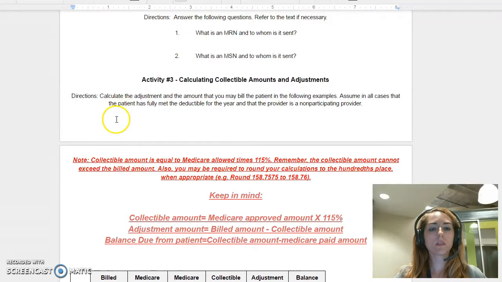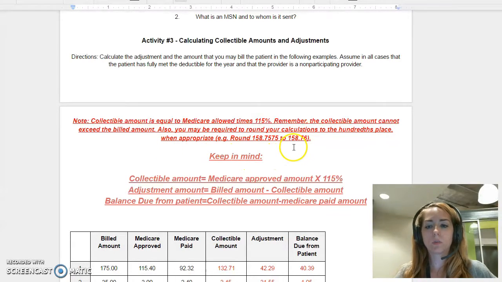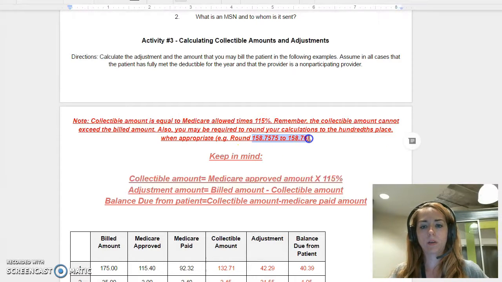Activity 3, calculating collectible amounts and adjustments. The directions: calculate the adjustment and the amount that you may bill the patient in the following examples. Assume in all cases that the patient has fully met the deductible for the year and the provider is a non-par provider. Keep in mind the collectible amount cannot exceed the billed amount, and when you're required to round, round your calculations to the hundredths place. There's an example right here.